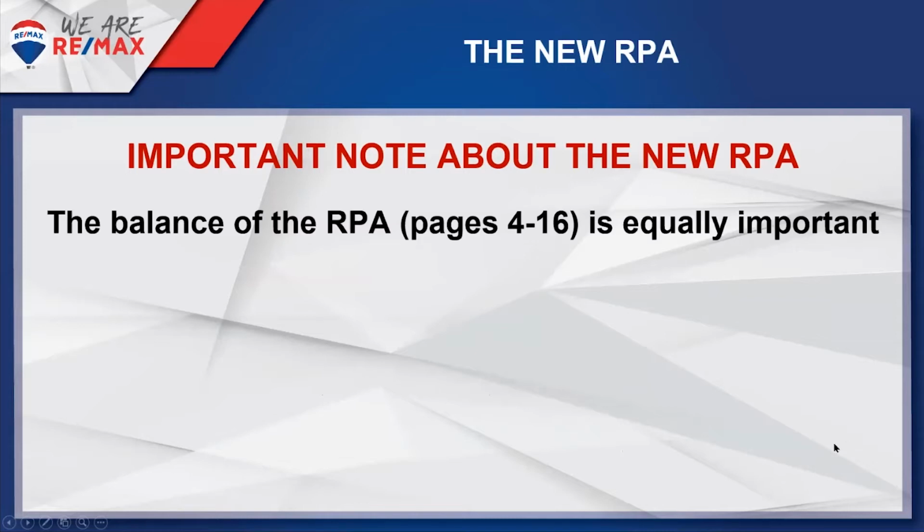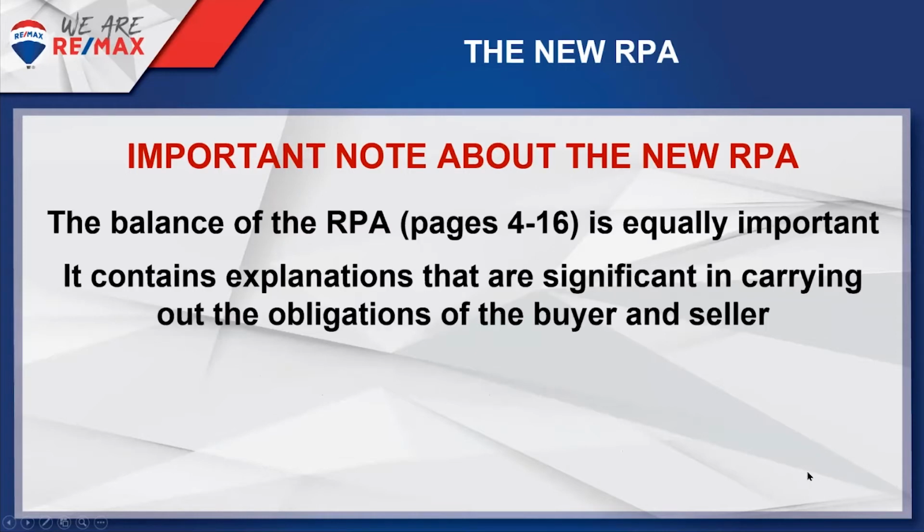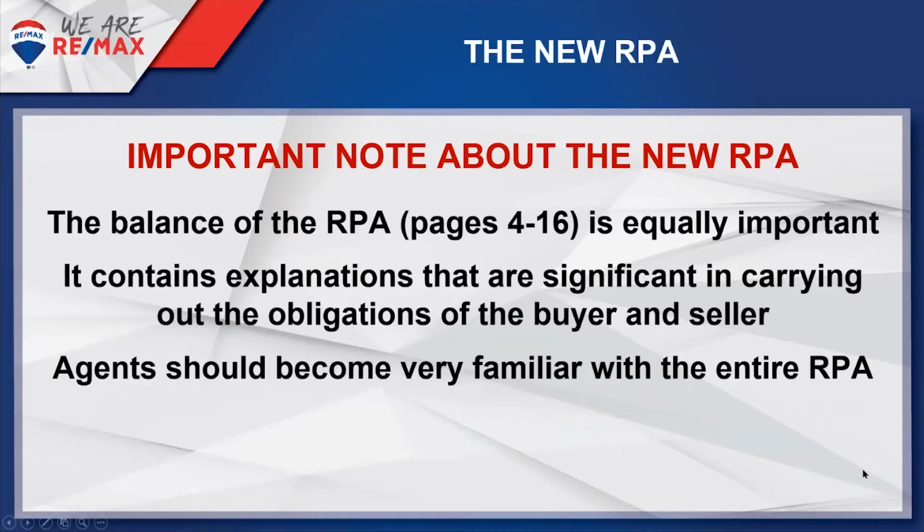So it contains time frames for performance, amounts of money to be paid, and who's responsible for the payment. Of course, the balance of the RPA is just as important, and it contains the explanations about the various features listed in the grid and outlines the obligations of both the buyer and the seller.